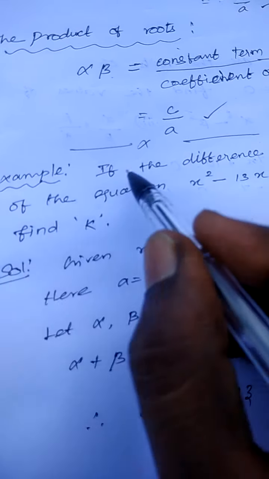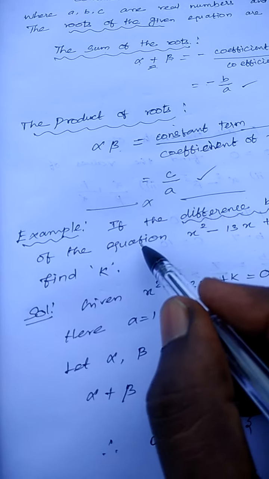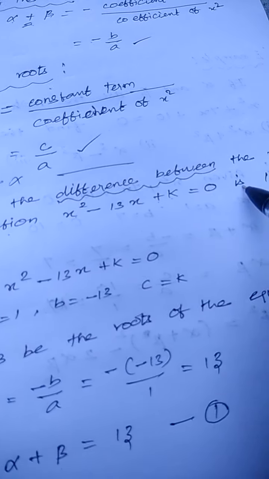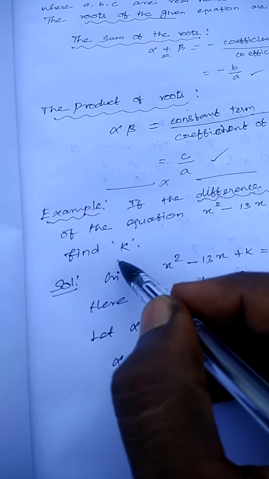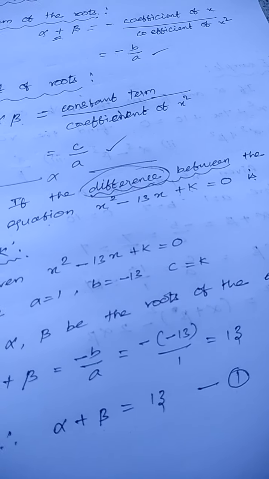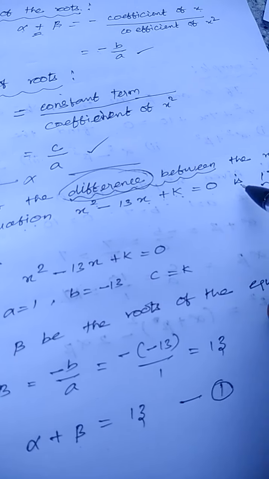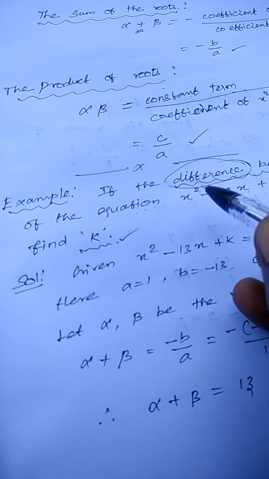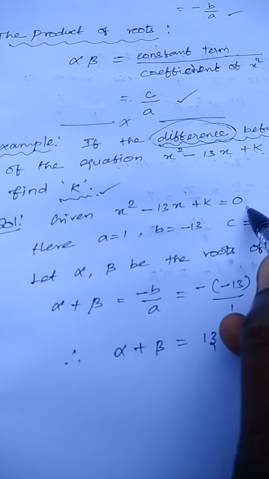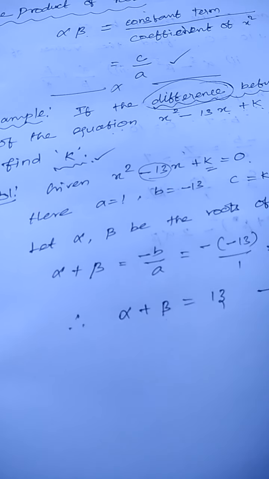One example: if the difference between the roots of the equation x squared minus 13x plus k equal to 0 is 17, find k. So find the value of k. Given the equation x squared minus 13x plus k equal to 0, here a equal to 1, b equal to minus 13, c equal to k.